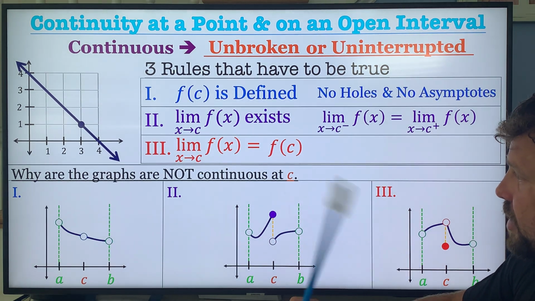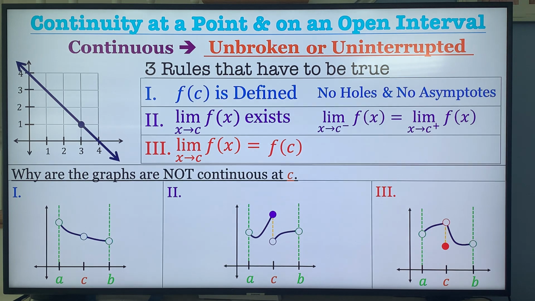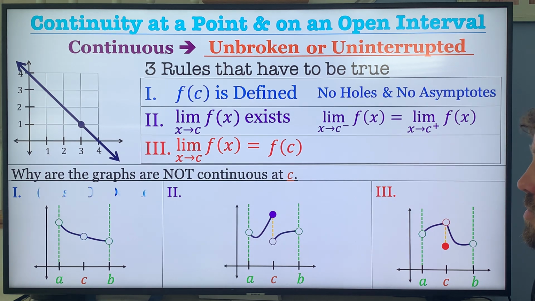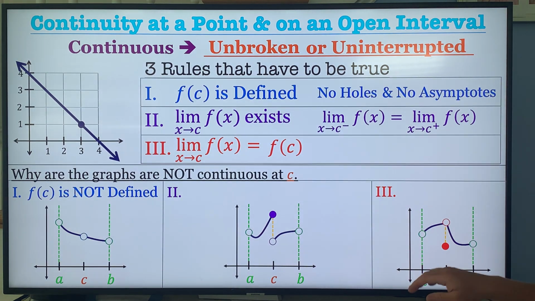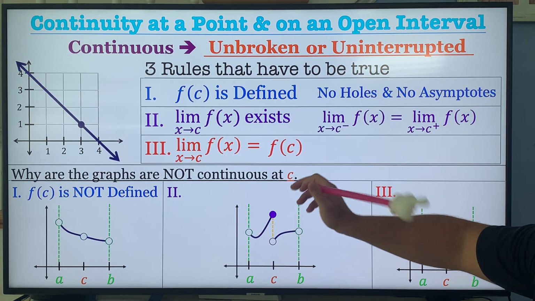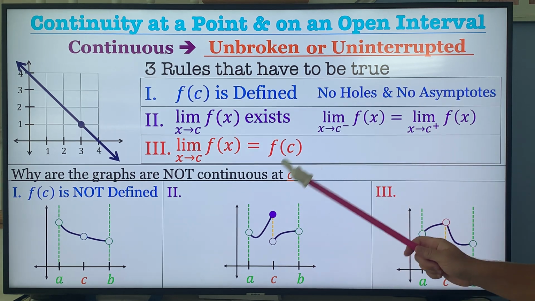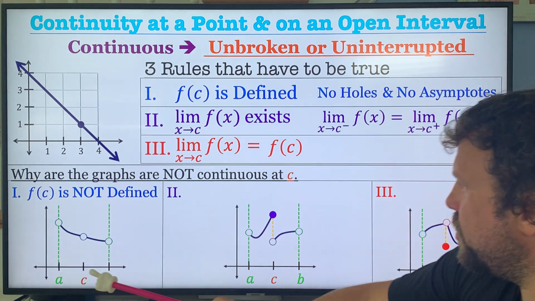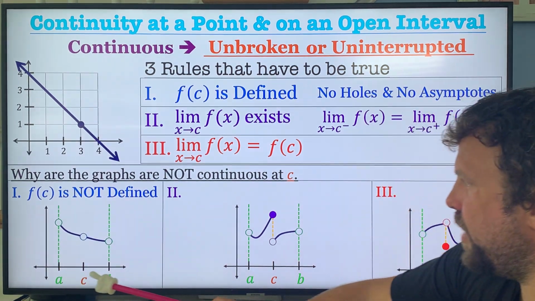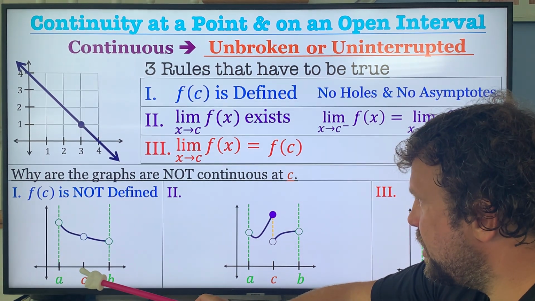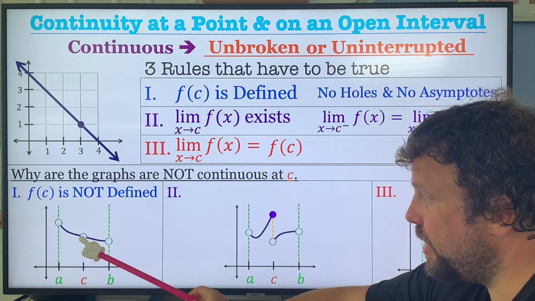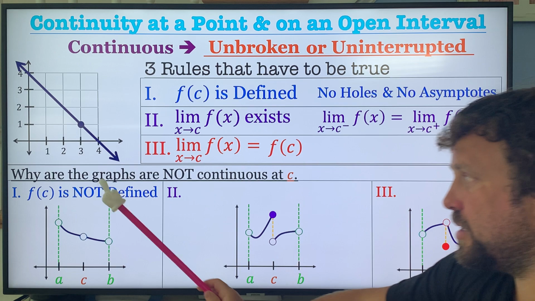So what I want you to do now is look at problems 1, 2, and 3. Try them real quick. Say if they are continuous or not continuous, and if they're not continuous, why? All right, let's move on. The first one is not continuous. Why are the graphs not continuous? They're all not continuous. The reason here is f of c is not defined. This really is not an open interval; it's just an interval from a to b. But at c, why is it not continuous? Because there's a hole there, so f of c is undefined.